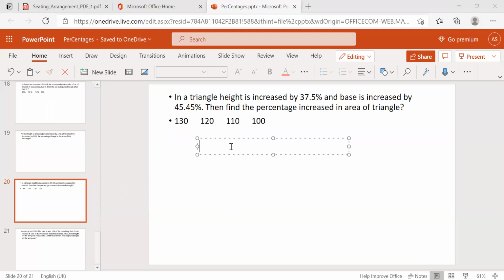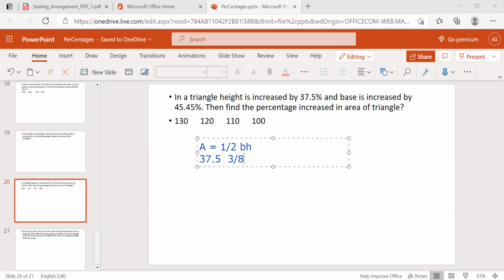Let's check. Area of triangle A is nothing but 1 by 2 into BH, right? Okay. Now, instead of using this formula, we can use one more shortcut here. They've given the percentages 37.5 and 45.45, and we know how to convert these percentages into fractions. So 37.5 is nothing but 3 by 8. We know the 12.5.